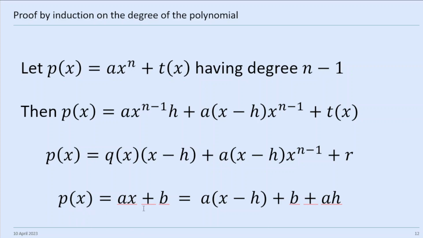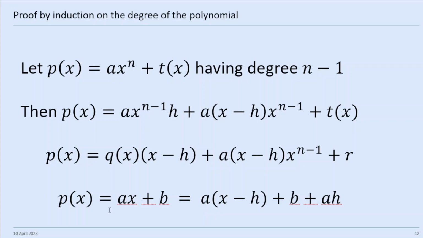p of x equals ax plus b. This is the polynomial of degree 1. We're going to write this in a different way: a times x minus h plus b plus ah. And again, what we've got here is a constant on the right, b plus ah, and then on the left we've just got x minus h times a polynomial that happens to be a constant a.